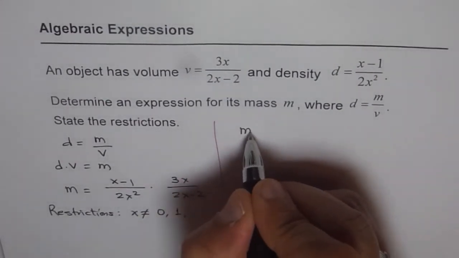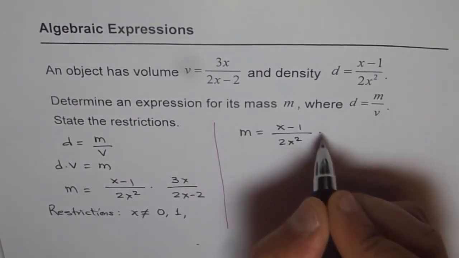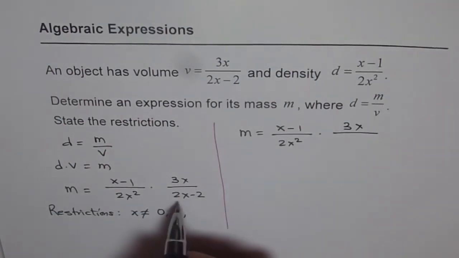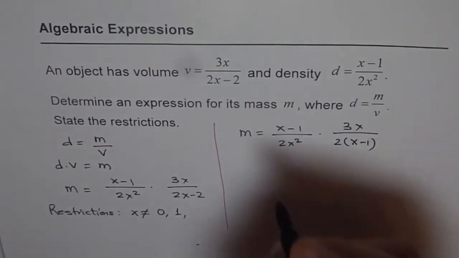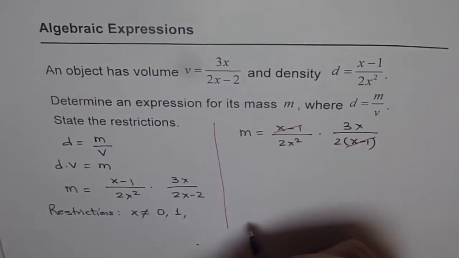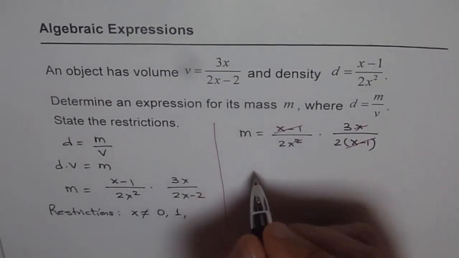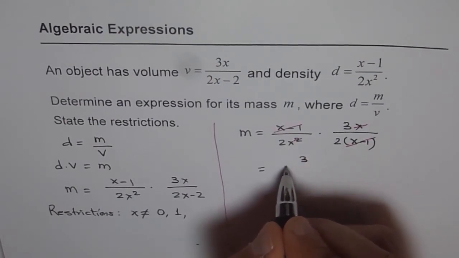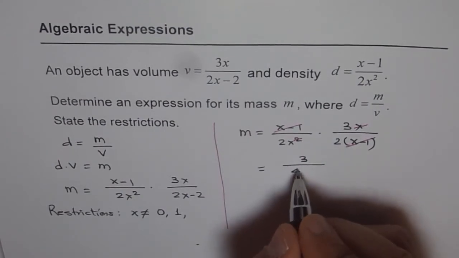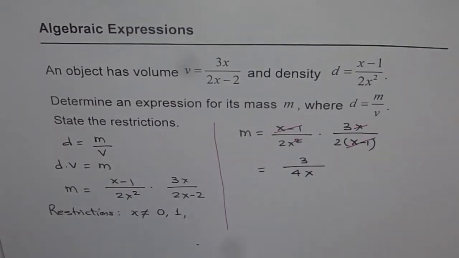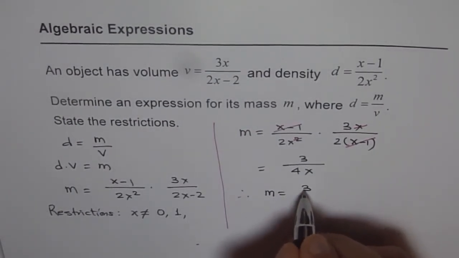So we have mass equals x minus 1 divided by 2x squared times 3x divided by, we can factor 2 out from here, 2 times x minus 1, correct? As you can see now, x minus 1 and x minus 1 is a common factor. We can cancel it, and we can also cancel one of the x's, right? So if we do that, what do we get? We get 3 in the numerator and 2x times 2, which is 4x in the denominator, right? So that is the expression for our mass. Therefore we can say mass is equal to 3 over 4x, right?